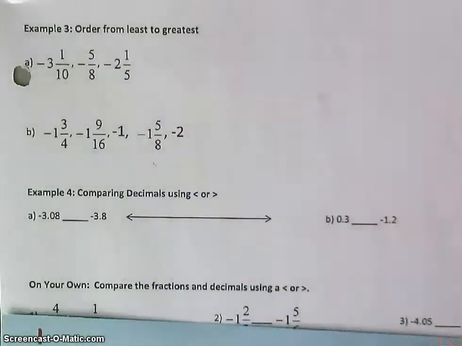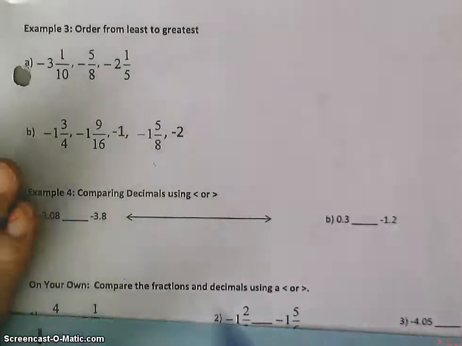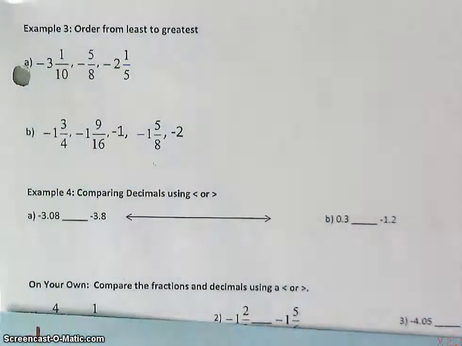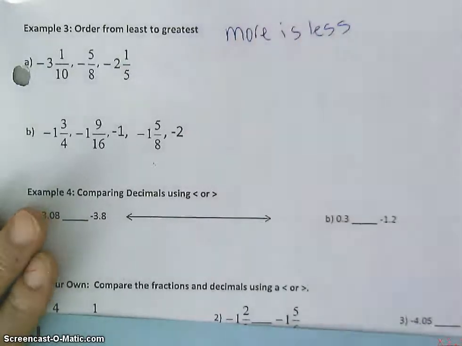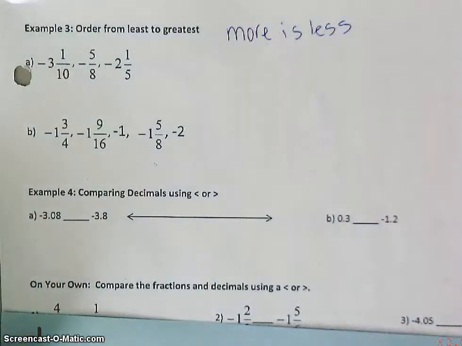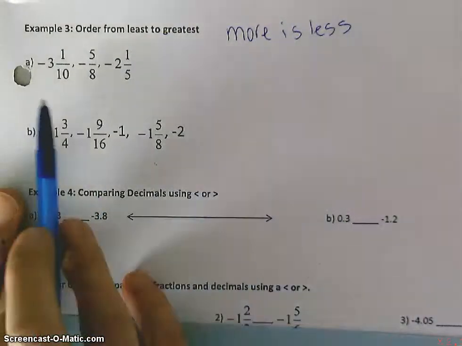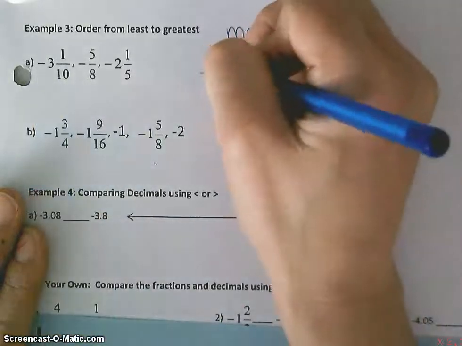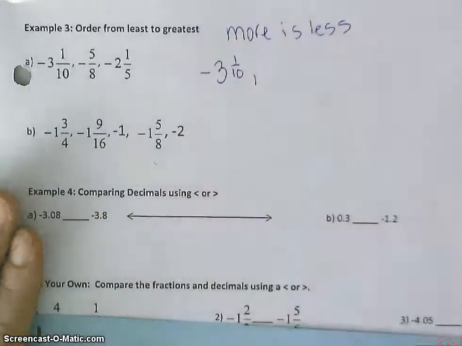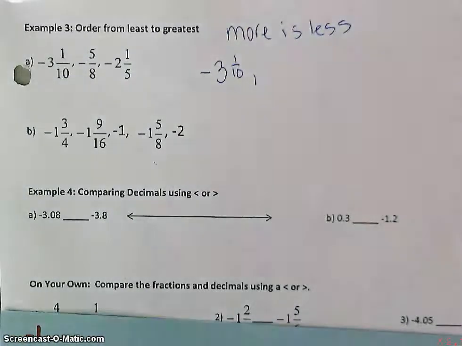Okay, so now we're going to order these integers from least to greatest. Remember, with negatives, more is less. So let's look at the numbers in general. First off, they're all negative, so we have to have that thought, more is less. Let's see which one is the biggest number out of them all, biggest without the negative. And -3 and 1/10 is the biggest. So that means that is the least number, because if I had my number line, he would be all the way to the left.